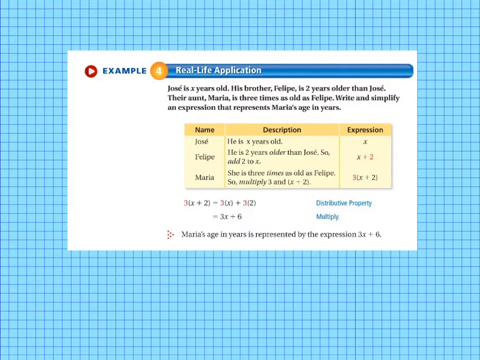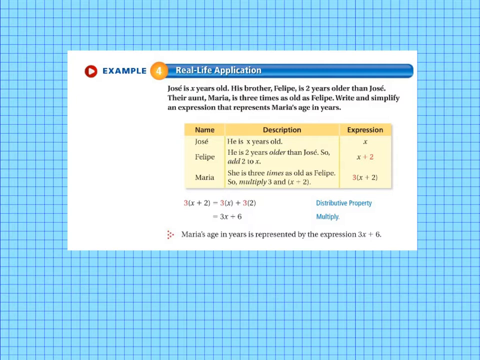Example 4 is our real life application. Jose is X years old. His brother Felipe is 2 years older than Jose. Their aunt Maria is 3 times as old as Felipe. Write and simplify an expression that represents Maria's age in years.